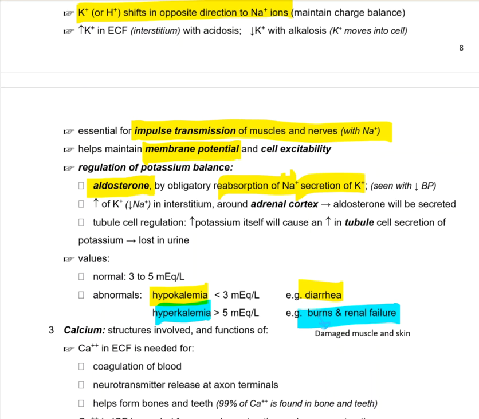I'm looking here in my little notes. Yeah, we can have cardiac arrhythmias. We have muscular weakness, and all sorts of problems with both nervous system and muscle, just like we did with sodium, whether we're at low levels or high levels. Okay.